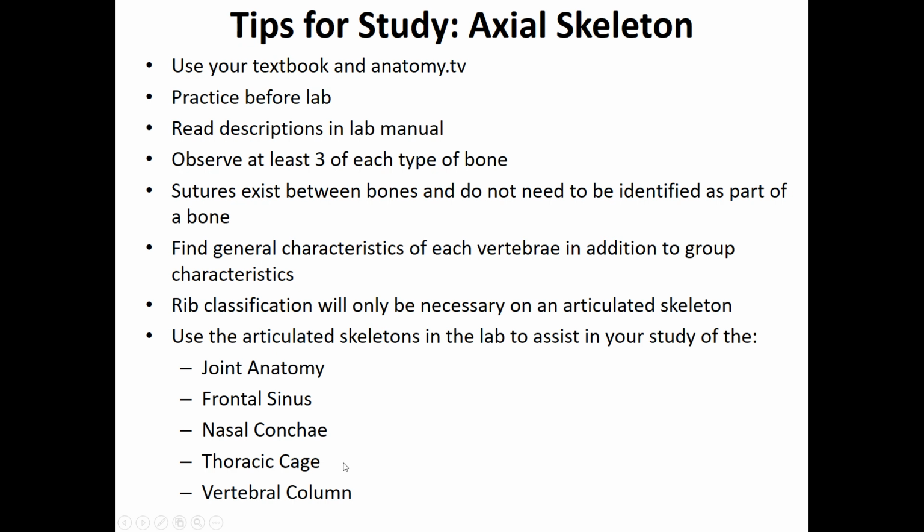It's important to use the articulated skeletons for the articulated thoracic cage, again showing you the classification of ribs and how they attach to both the sternum and the vertebrae. And of course, use the vertebral column of these articulated skeletons to help you see the superior and the inferior and articular facets of the vertebrae.